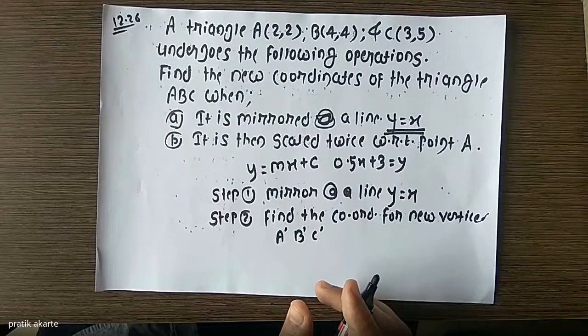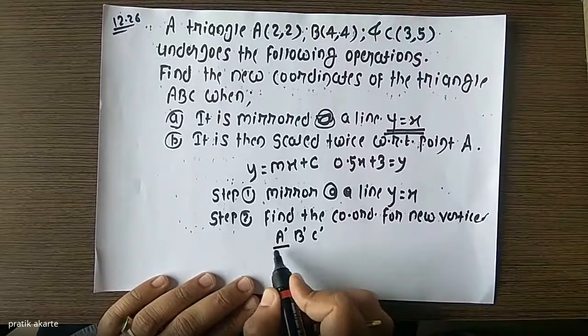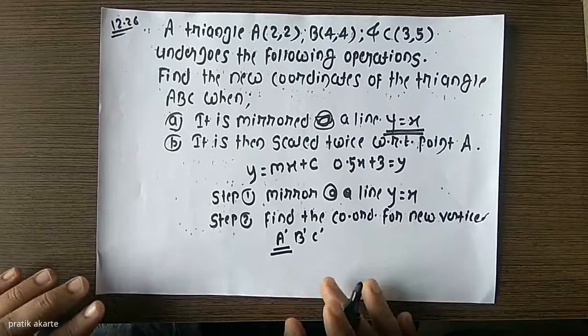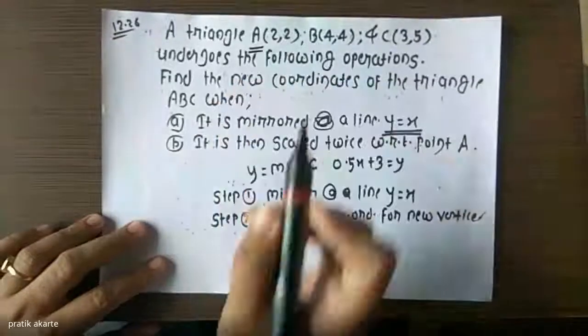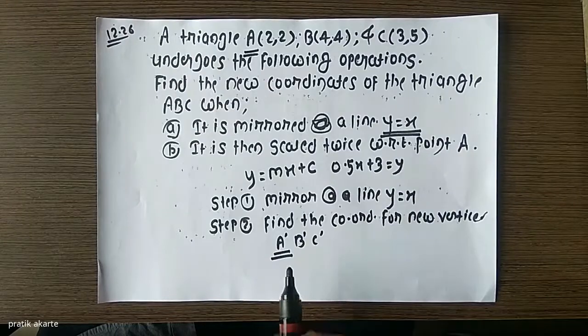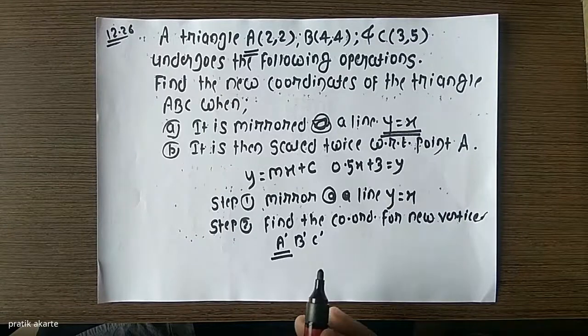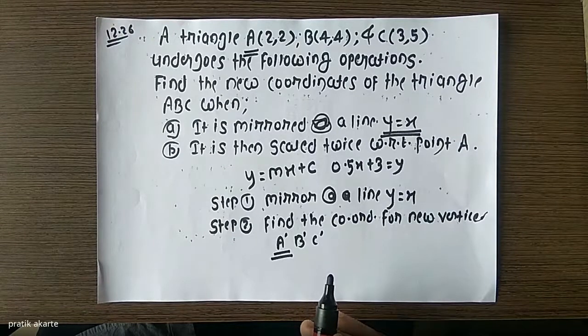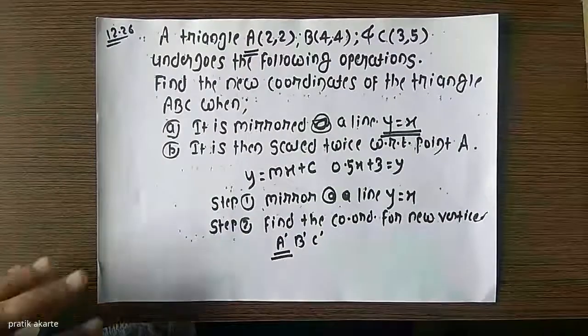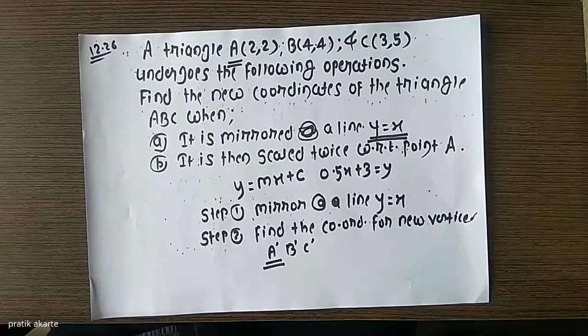Okay. Once you find this A dash, B dash, C dash, you have to then scale about this A dash, not this A. Are you getting me? You have to scale it after the mirror operation. Okay. Then only you can get the correct answer, not your original one. So let us start solving this problem.